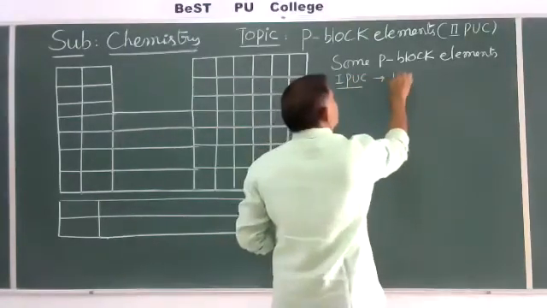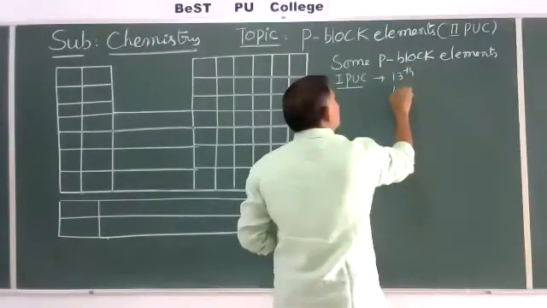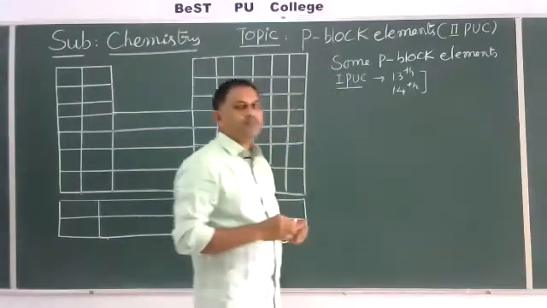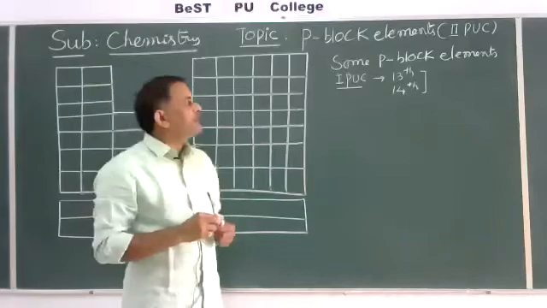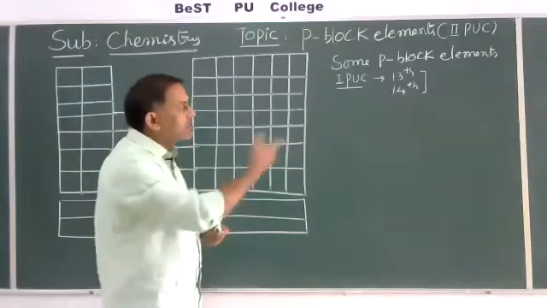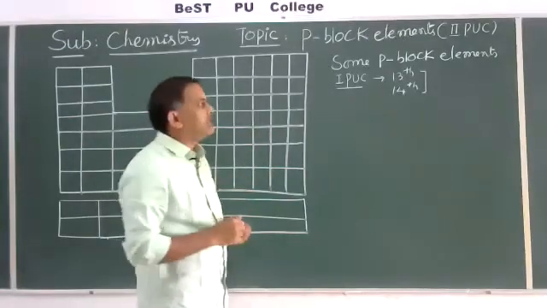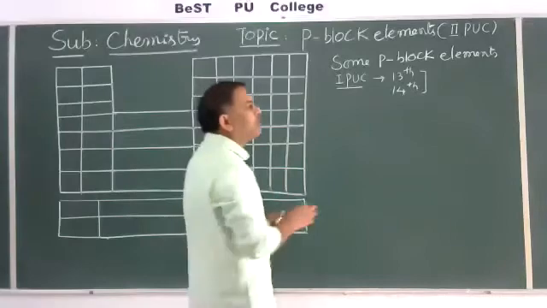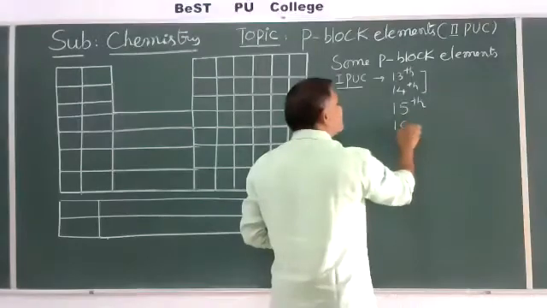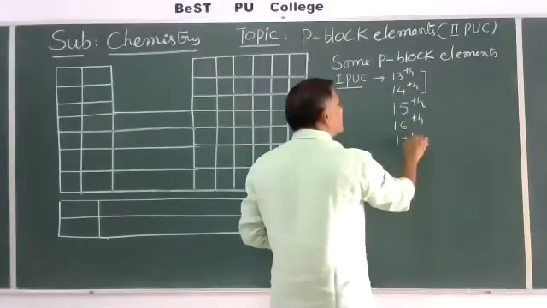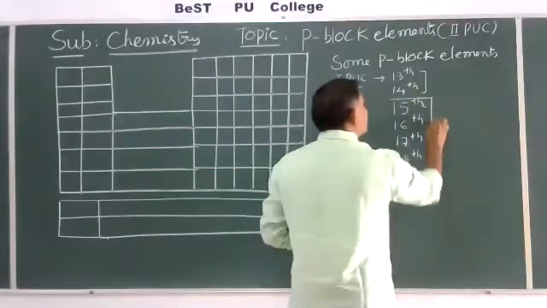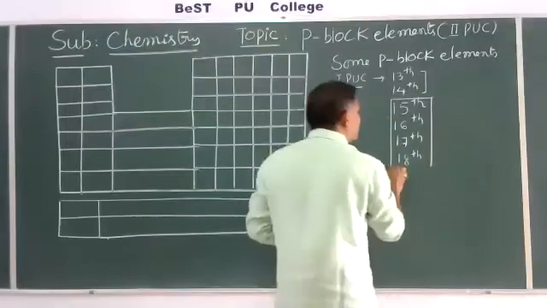There are the 13th group and 14th group. That's why in first PUC the heading is some P block elements. Now in second year, 12th standard, continuity of P block elements, the remaining P block elements. They are the 15th group, 16th group, 17th group and 18th group. These are the 4 important groups in second PUC or 12th standard.